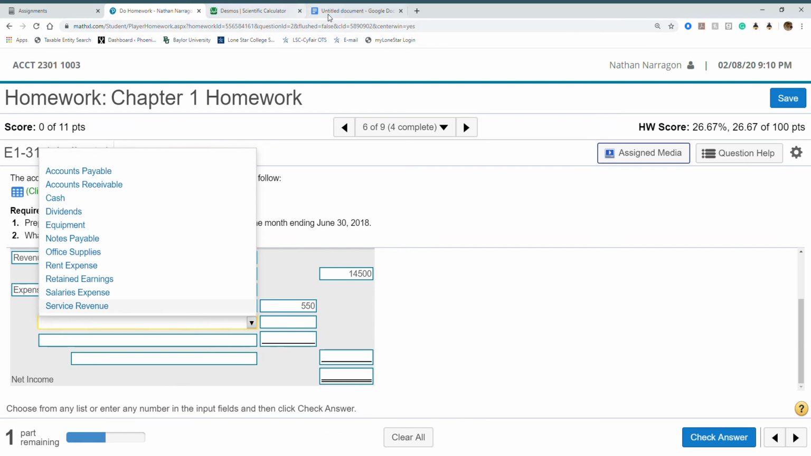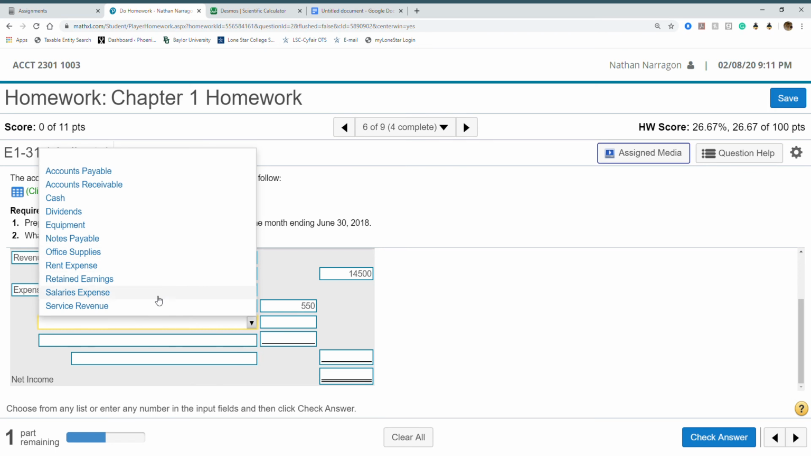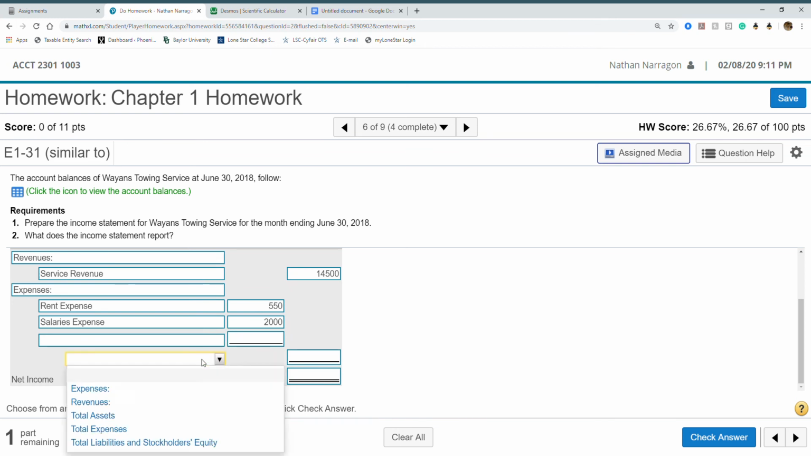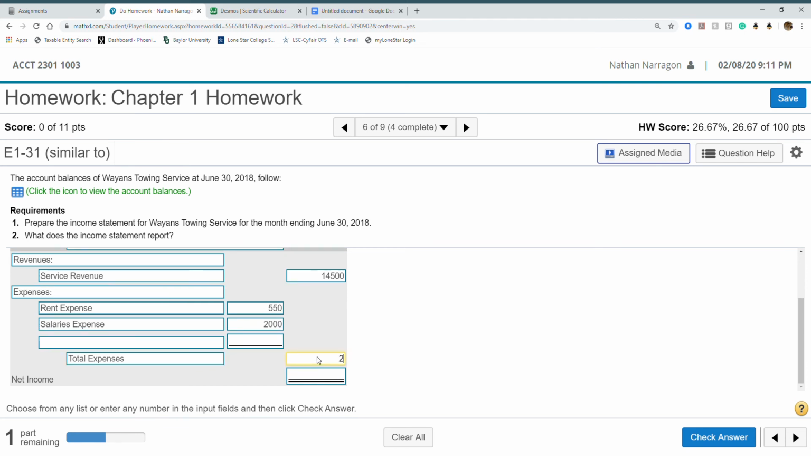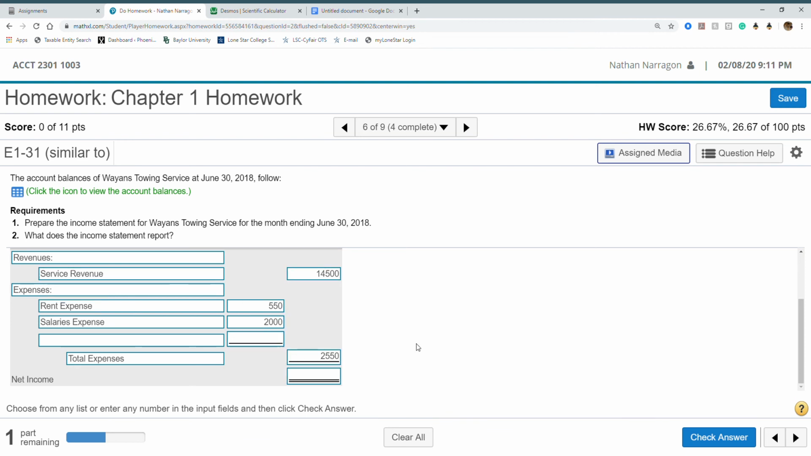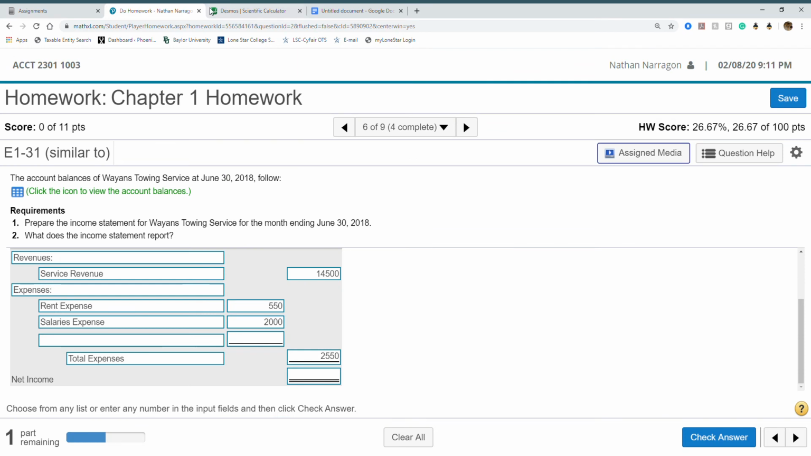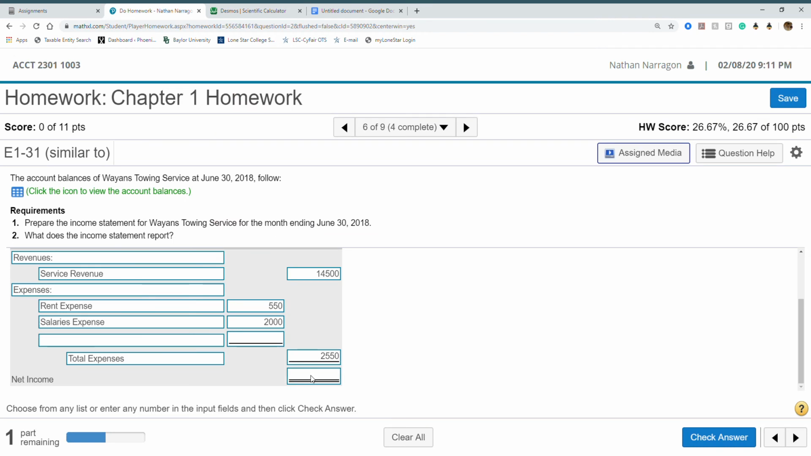Okay, let's go find another expense. Cash, no. Dividends, no. Accounts receivable, accounts payable. Retained earnings, no. Last one we got is salary expense of $2,000. Notice this, we already did all of our expenses. There is no more expense. So we can actually leave this box blank. Okay, let's find our net income. Remember again, revenue minus expense. 14,500 minus 2,550. 11,950.